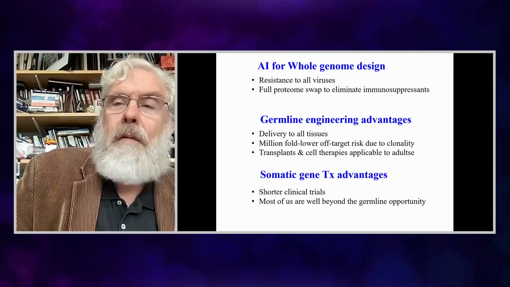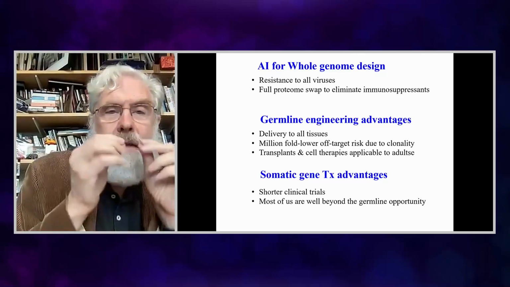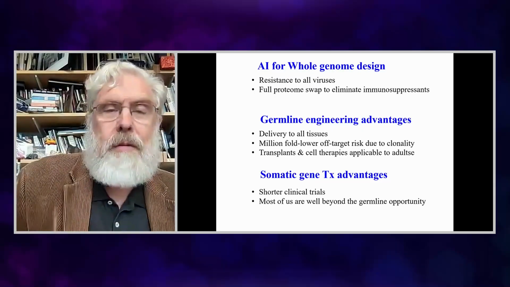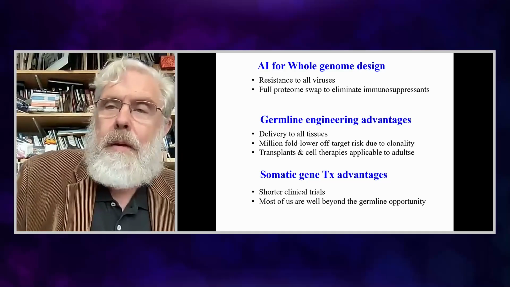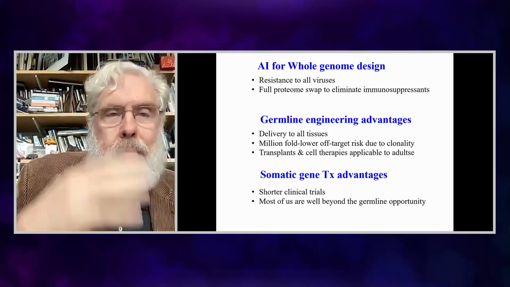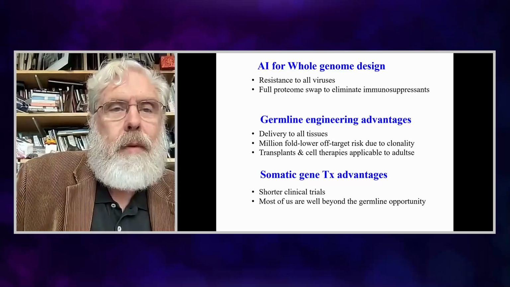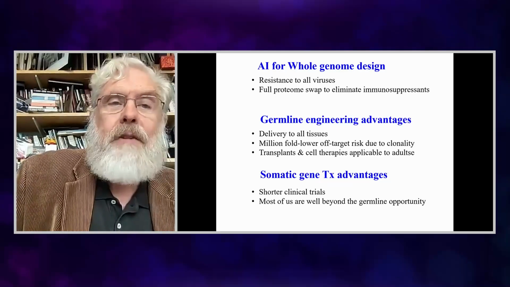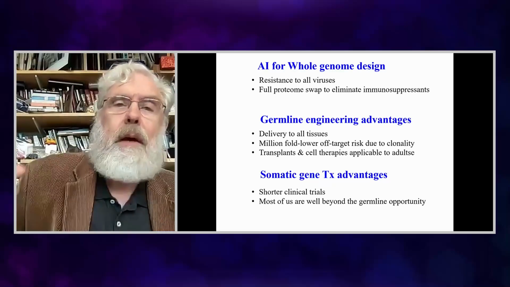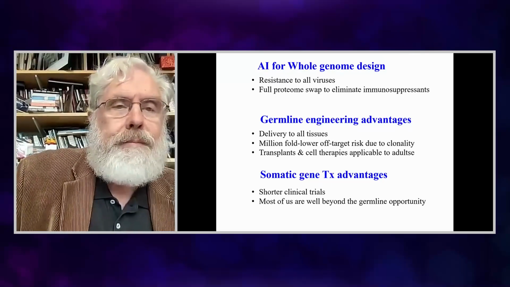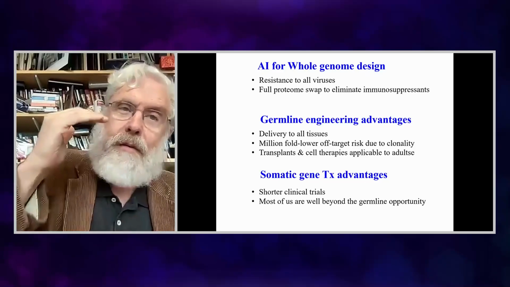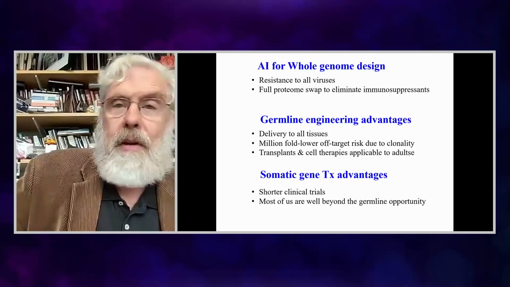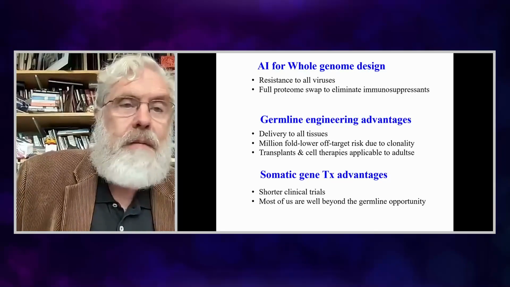It's a millionfold lower off-target risk. You can debug the cell whose nucleus will contribute to all the cells in the body via germline, meaning from a single fertilized egg to an adult. And via transplant to cell therapies, these are applicable to adults. Now, so that's whole genome design, germline. Somatic gene therapy is how we mostly deliver things, and those have their advantages too.